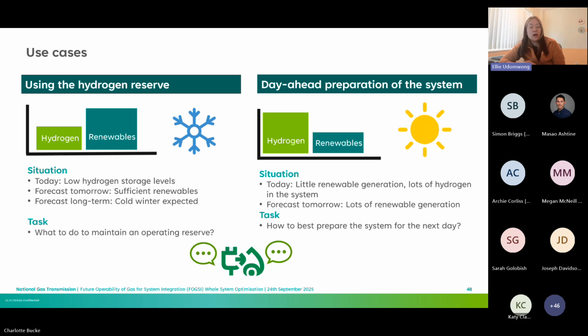Another scenario is the other way around. If today we have very little renewable generation, but there is so much hydrogen in the system, and tomorrow we also expect plenty of renewable, how are we going to best prepare the system for the next day? So the gas side might be saying, all right, let's use hydrogen today to operate the compressor and move hydrogen into the storage. But the electricity side might say, all right, we can keep hydrogen in the system, that is fine. And we can also restrict the hydrogen generation from the curtailed energy as well.